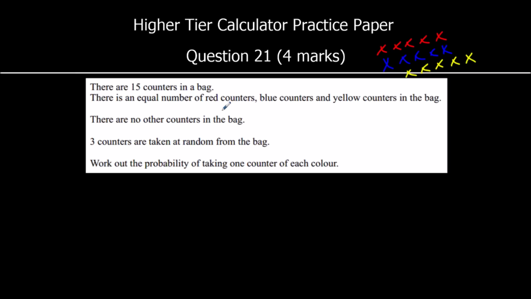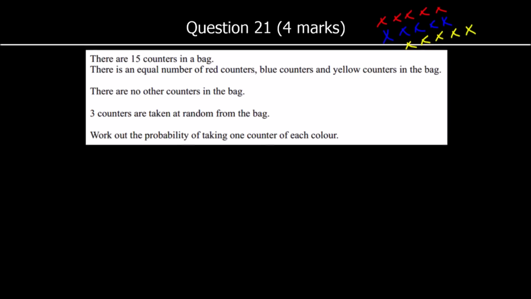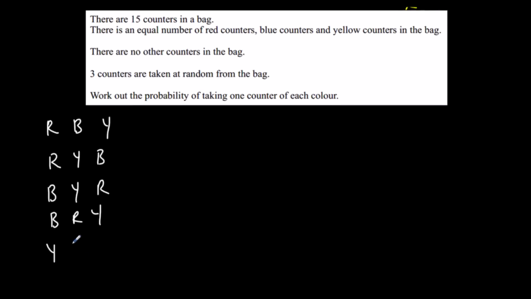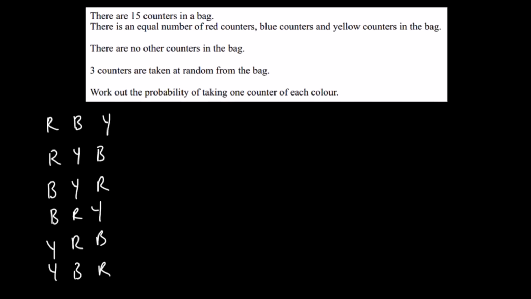3 counters are taken at random from the bag. Work out the probability of taking one of each colour. So to take one of each colour, we can get red, then blue, then yellow. We can get red, then yellow, then blue. That's if we pick a red first. If we pick a blue first, we can get blue, yellow, red, or blue, red, yellow. And if we pick the yellow first, yellow, red, blue, or yellow, blue, red. So there are 6 possible combinations for doing this.